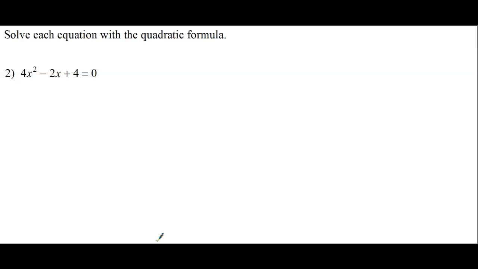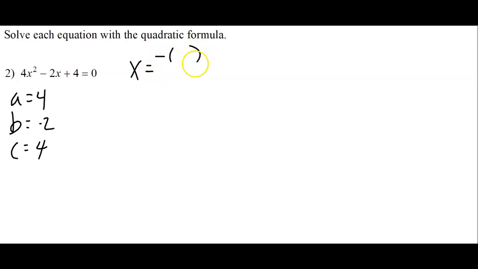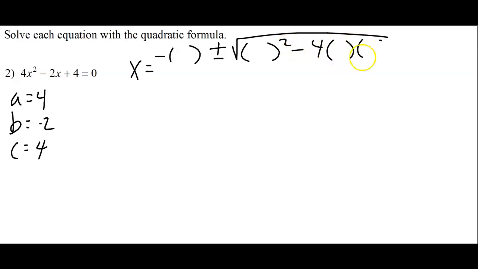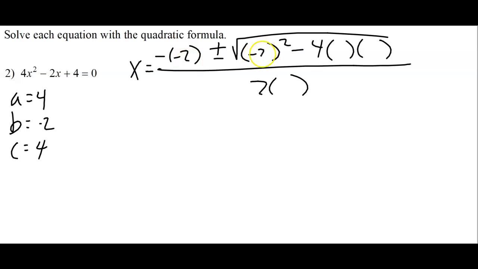So my A value is 4, my B value is -2, my C value is 4. The quadratic formula is x equals -b plus or minus the square root of b squared minus 4ac, all over 2a. We're plugging in the values. I'll plug in the b values first, -2, -2. Then I'll plug in the a values. And then finally the c value.